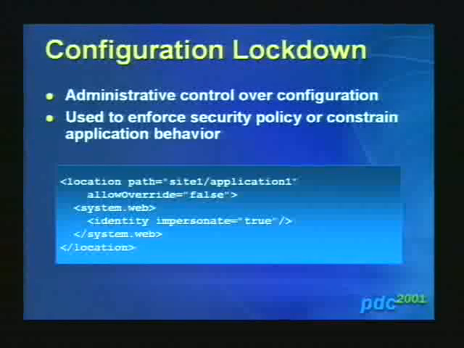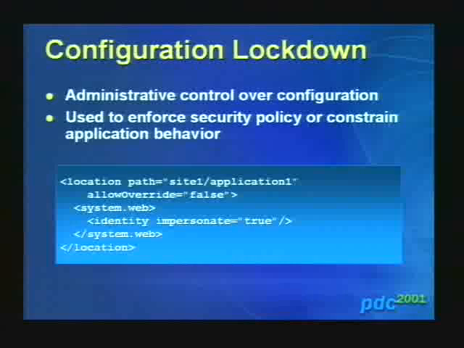This is not specific to security settings. It can be done with any kind of configuration setting in ASP.NET. It's most useful for security settings, though, so we'll talk about it here. The way that you do this is that you use this config directive called location, and then you say path equals something, and then allowOverride equals false. Then anything inside of that location directive becomes immutable from that point on.